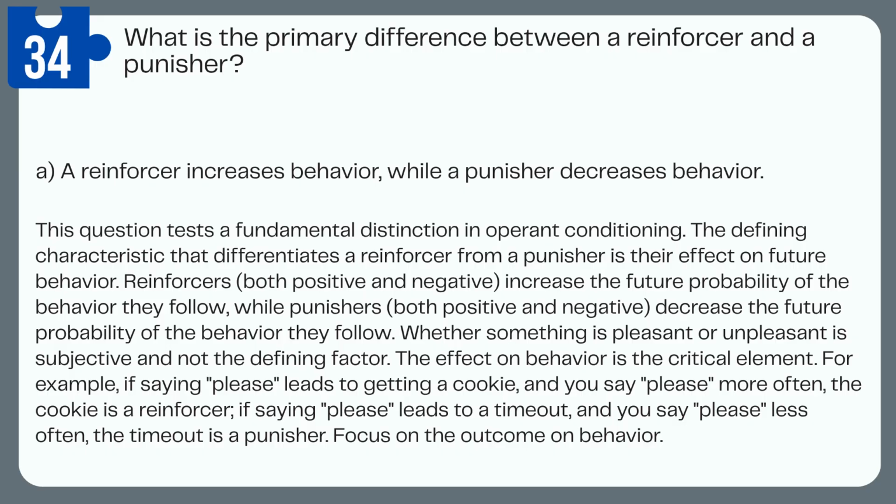Whether something is pleasant or unpleasant is subjective and not the defining factor. The effect on behavior is the critical element. For example, if saying please leads to getting a cookie, and you say please more often, the cookie is a reinforcer. If saying please leads to a timeout, and you say please less often, the timeout is a punisher. Focus on the outcome on behavior.